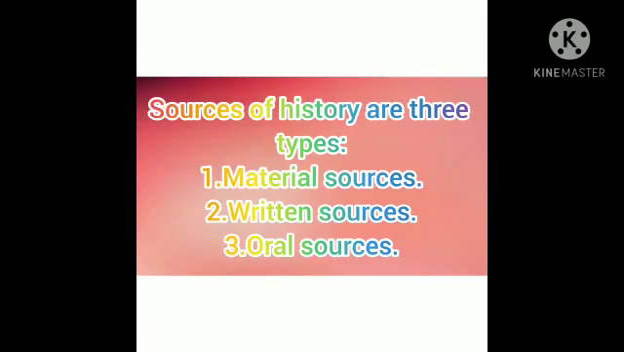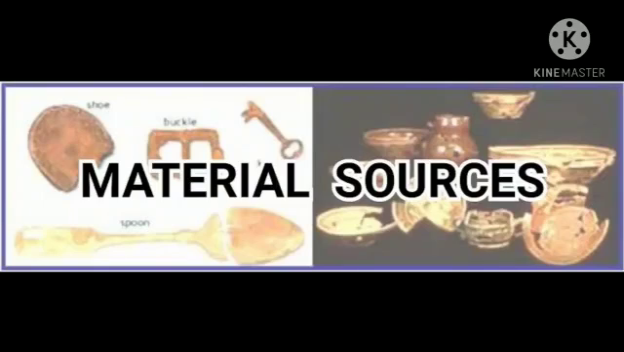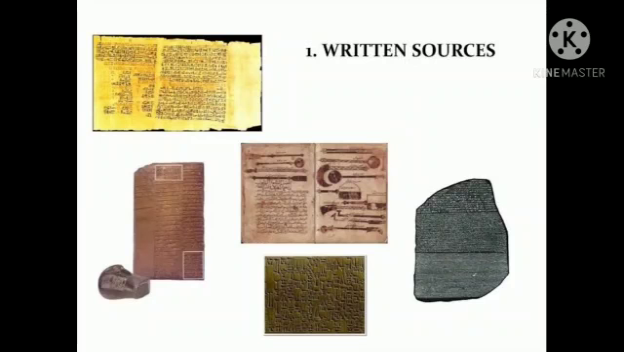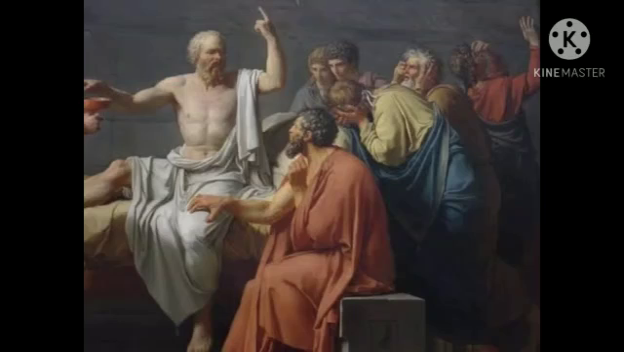The sources of history are of three types. First, material sources. Second, written sources. Third, oral sources. Material sources means physical objects: first, fossils; second, tools and weapons; third, coins. Written sources means records that are available even if the person who wrote them has passed away: first, books; second, manuscripts; third, inscriptions. Oral sources means information passed from one generation to another: folk tales, songs and traditional songs.